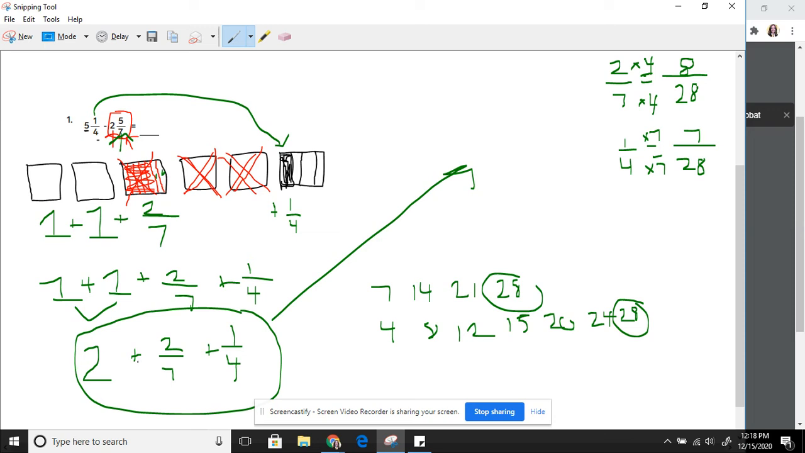So think about what we had down here. We had 2 plus 2/7 plus 1/4. So now we can do it as 2 plus 8/28, I'm sorry, 8/28 plus 7/28. And now we can add that. 8 plus 7, we've got the 2 wholes. 8 plus 7 is 15/28.